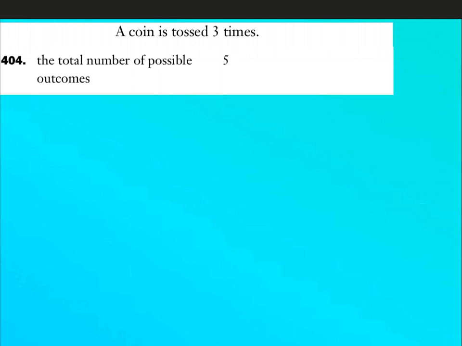Now it's the same experiment. A coin is tossed 3 times. The first quantity is total number of possible outcomes. So I'll have to list all the outcomes. There's a shortcut to find that as well. But if I list them, that would be all heads is a possibility. It can be head, head, tail. It can be head, tail, head. It can be tail, head, head. It can be tail, tail, head. It can be tail, head, tail. Or it can be head, tail, tail, and all tails.